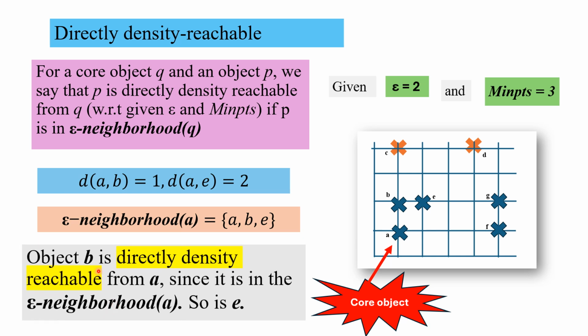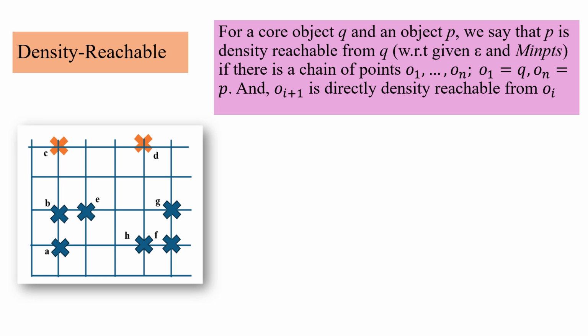So we can say that B is directly density reachable from A since it is in the set forming the epsilon neighborhood of A. We can also say the same for E. A is a core object. Its epsilon neighborhood contains B and E. So both of them are directly density reachable from A. Clear?